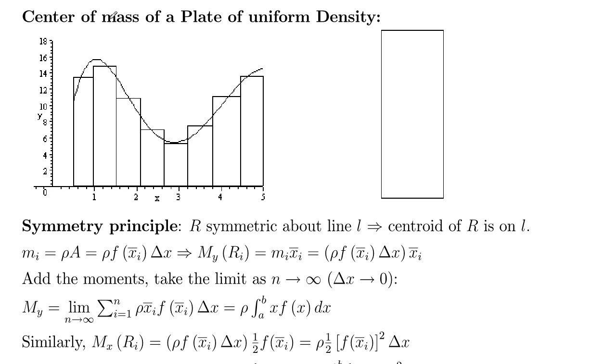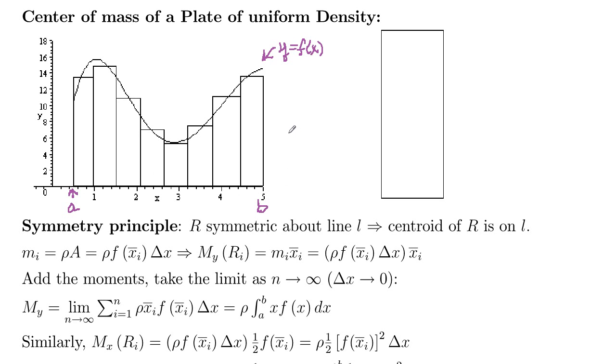So next we want to find the center of mass here of a plate of uniform density. So our plate is going to be the region that is under this graph of y equals f of x, and between a, which looks like it's about 0.5, and b, which equals 5.